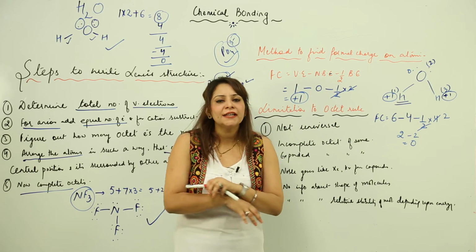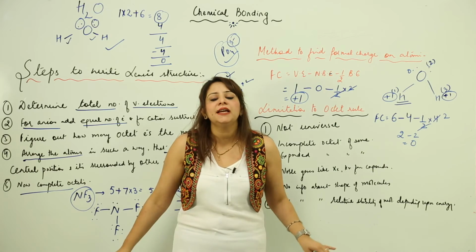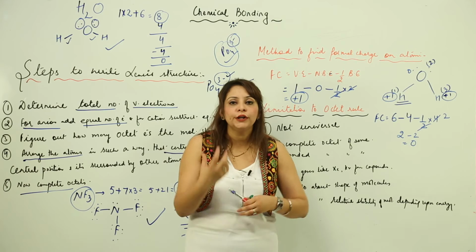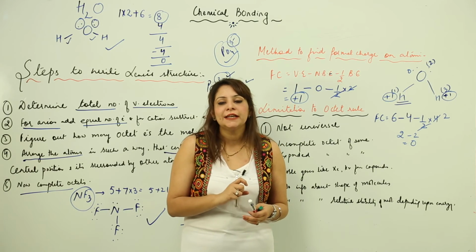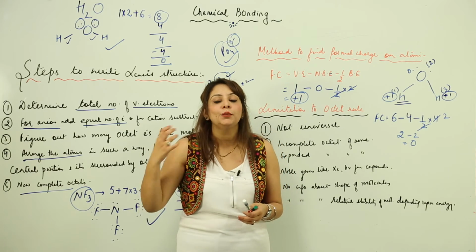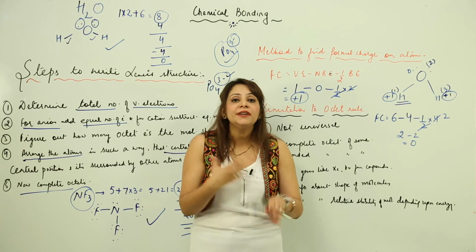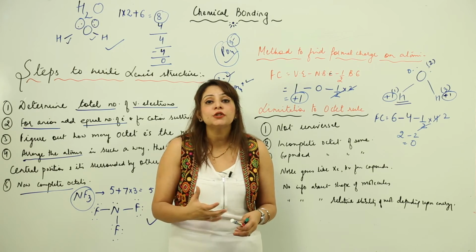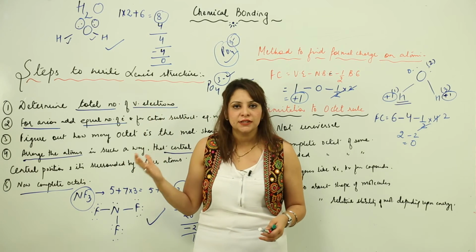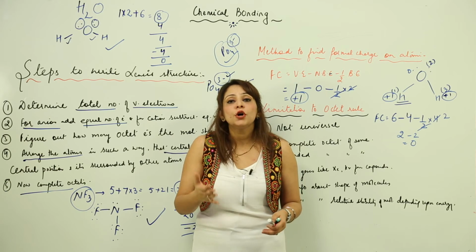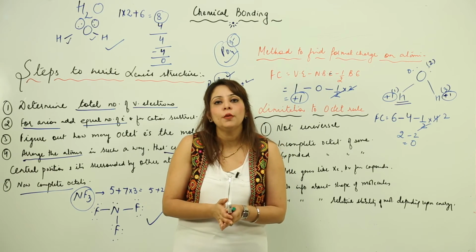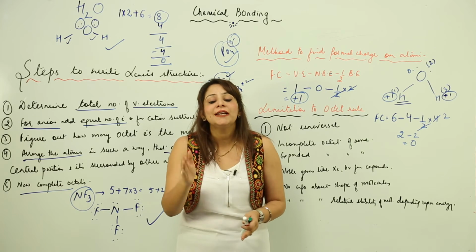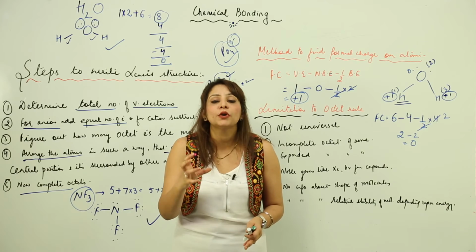Now Lewis tried his hand at almost everything. He explained that only the valence electrons participate. He told how to represent those valence electrons. He told how to make an ionic bond, how to make a covalent bond, why this bond formation happens, and how to calculate the formal charge. He also tried to give the Lewis structures for polyatomic ions. But there are still certain drawbacks which could not be covered by Lewis. So let us focus on the drawbacks of the octet rule.